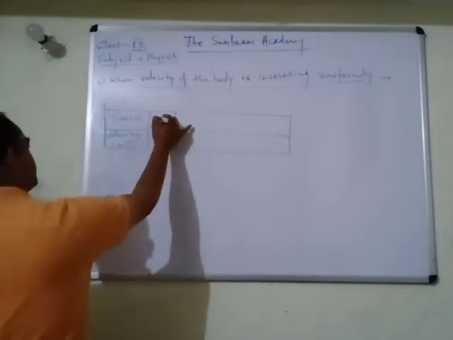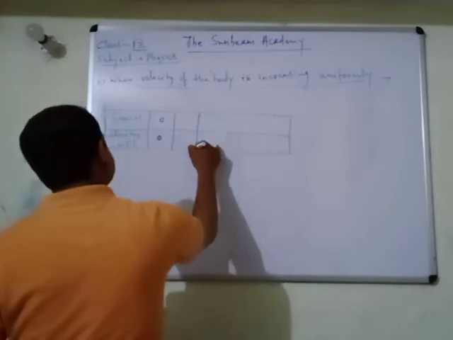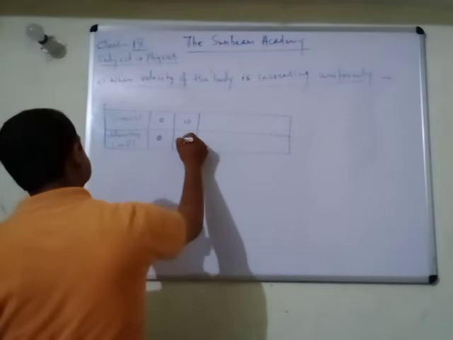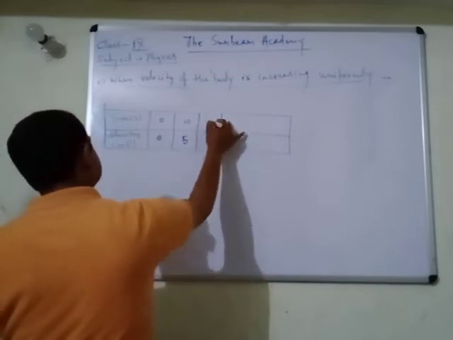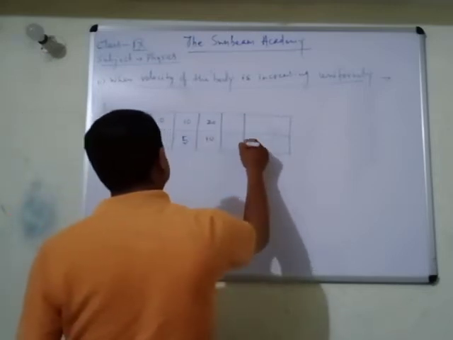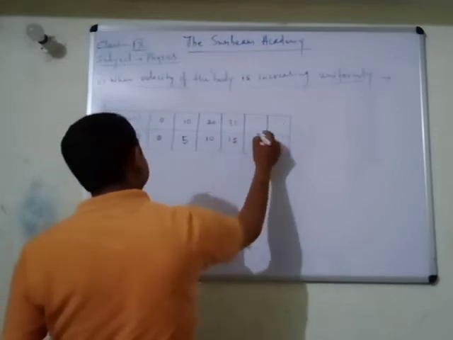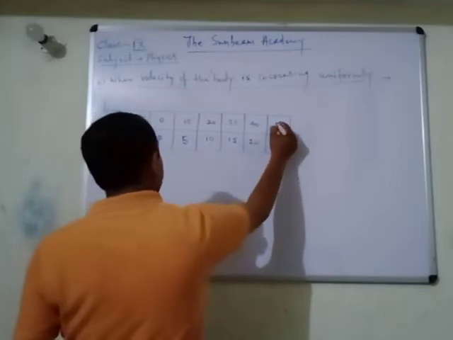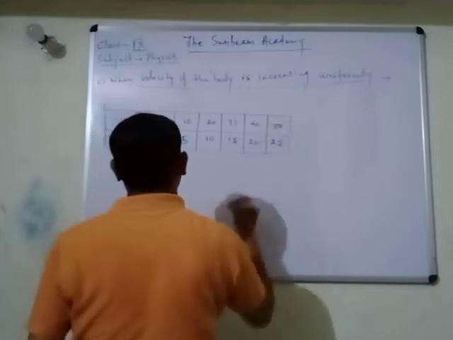Let's suppose when time was 0, velocity of the body is 0. When time is 10, velocity of the body is 5. After 20 seconds, velocity is 10. After 30 seconds, velocity is 15. After 40 seconds, velocity is 20. And after 50 seconds, velocity is 25.